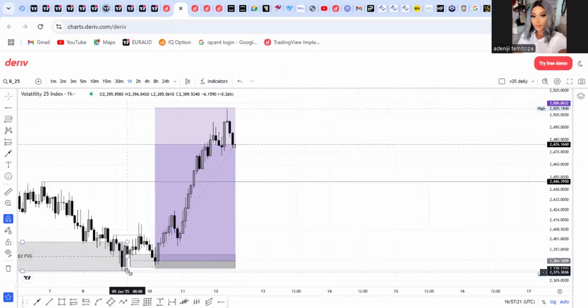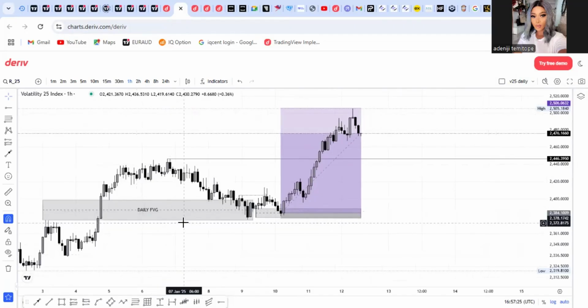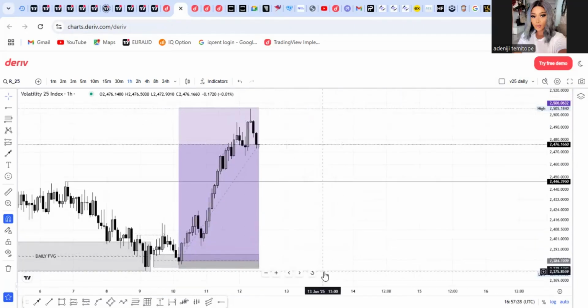This one has no inducement but played out perfectly well. This is also from a daily fair value gap. I'm going to be explaining this in my next class. This is another of my entry patterns, and this entry pattern does not have inducement, so it's very tricky, but it plays out perfectly well. Among my entry formulas, I'm going to be explaining this in my next class.